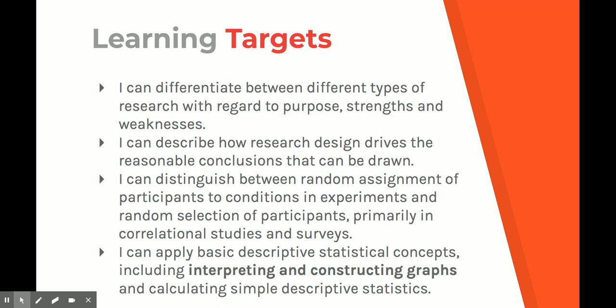And really that's looking at how the type of research I do helps to define what type of information I can get. Three, I can distinguish between random assignment of participants to conditions in experiments and random selection of participants, primarily in correlational studies and surveys. And finally, I can apply basic descriptive statistical concepts, including interpreting and constructing graphs and calculating simple descriptive statistics. Today we'll look more at interpreting and constructing graphs. Calculating descriptive statistics will come with Module 7 next week.